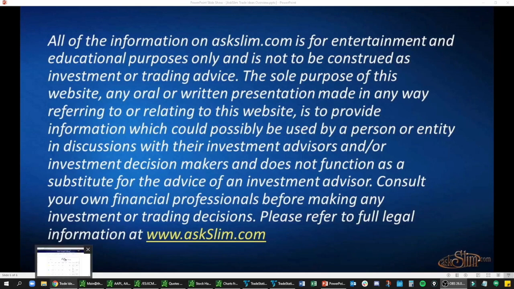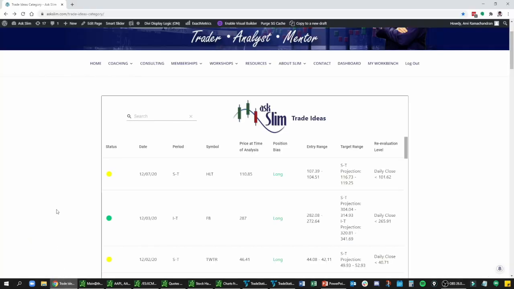So let's go ahead and jump into the Trade Ideas platform. Okay, so this is the Trade Ideas platform with all of the core parts that we talked about in the presentation. I want to highlight the status column right here, and there are 3 different colors you will see here. You will see either yellow, green, or red.